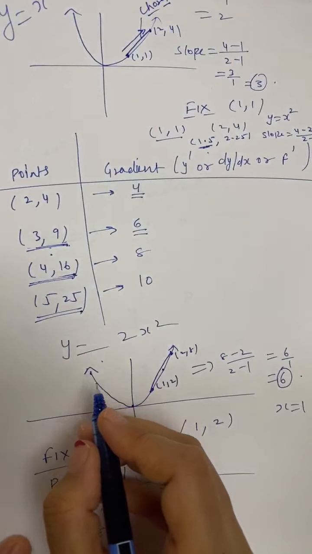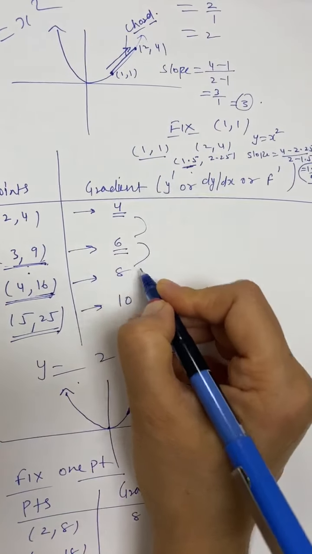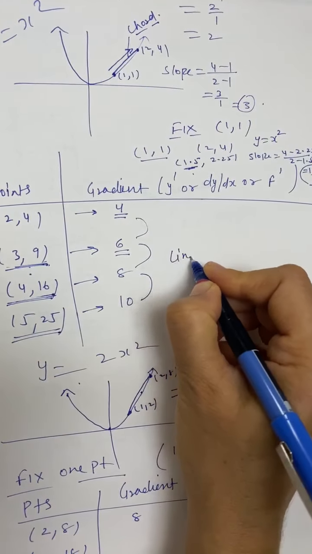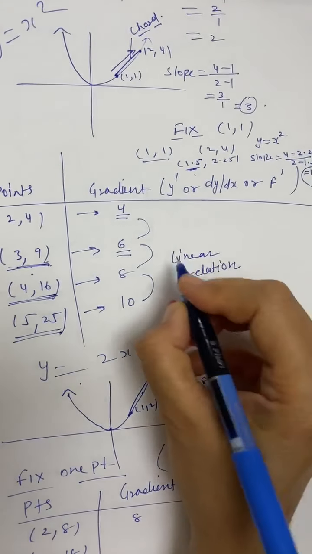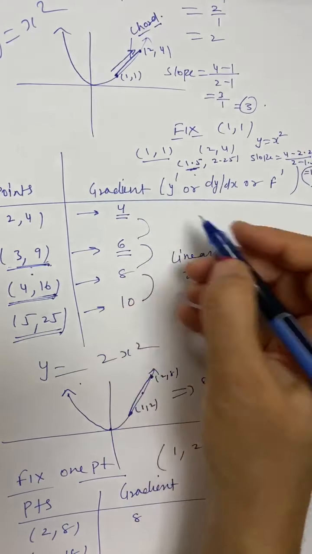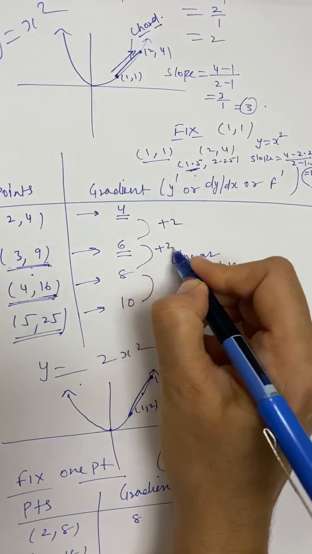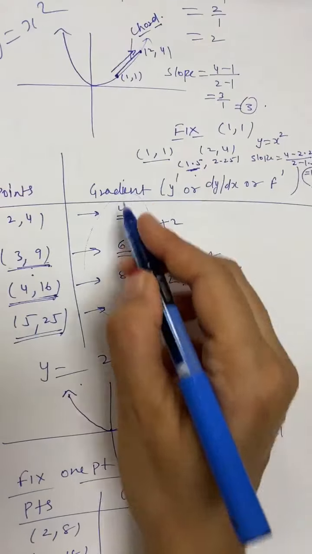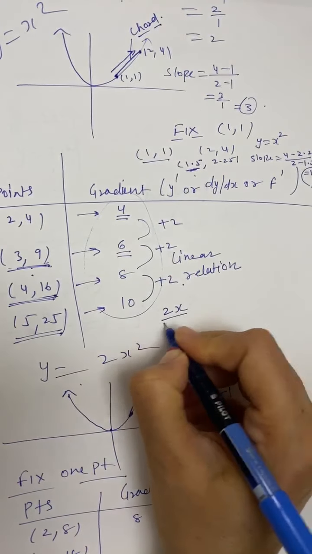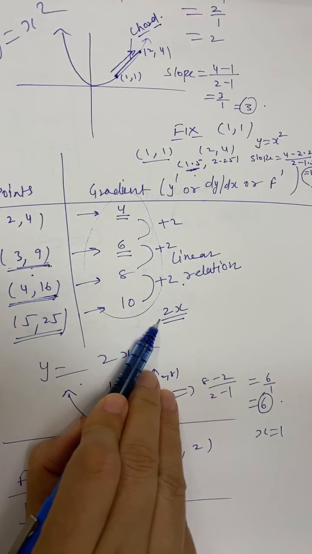So now we need to look at the pattern here. And if you look at here, this is a linear relationship. And why is this linear? Because when you take the first order difference, this is plus 2, this is plus 2, this is plus 2, which means in this case the rule for this one is going to be 2x.